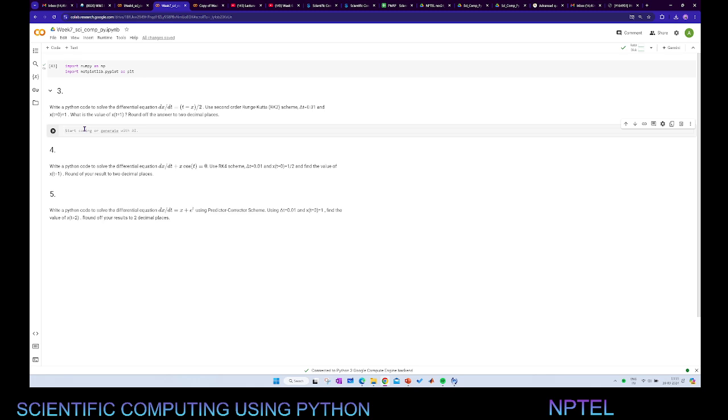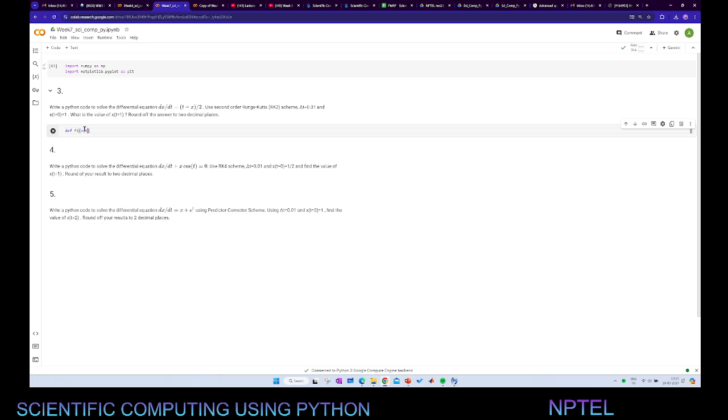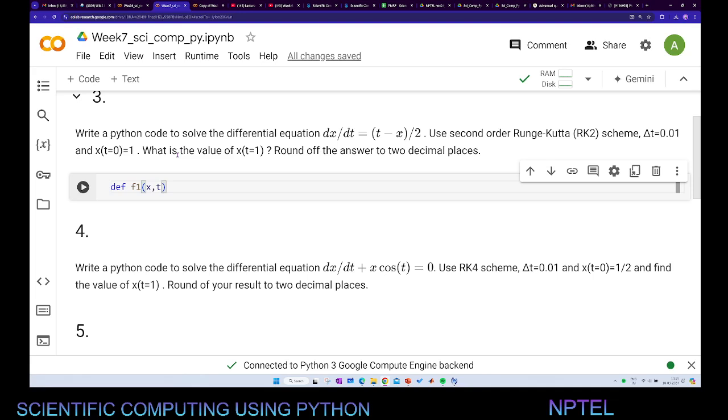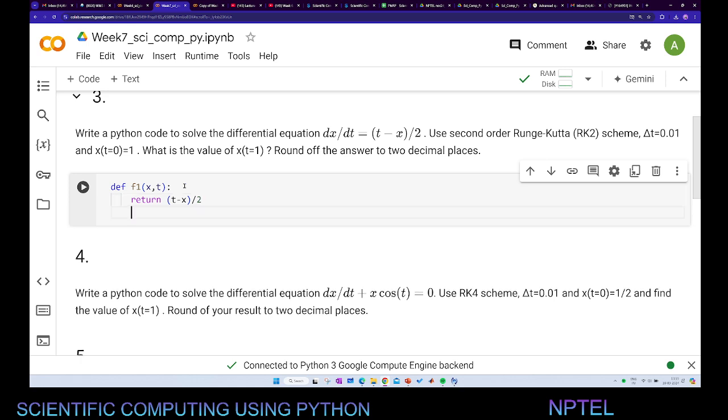Yeah, so let's start. First, let's define the function. Let me call it f1 of x comma t. Sir, please zoom it now. I can't see it. Yeah. Thank you for remembering. Better now? Yes. And the definition of f1 is this: t minus x by 2.